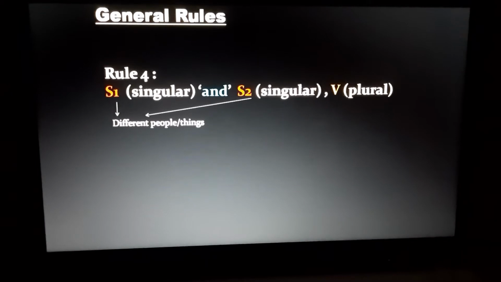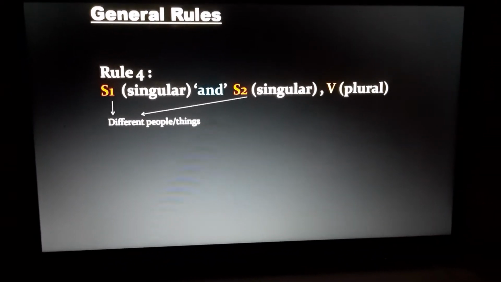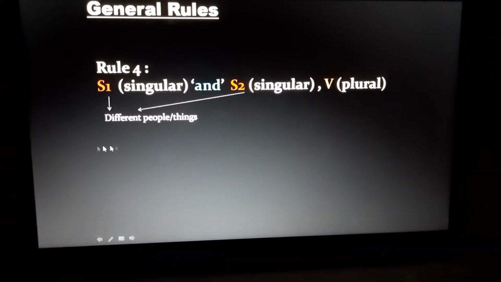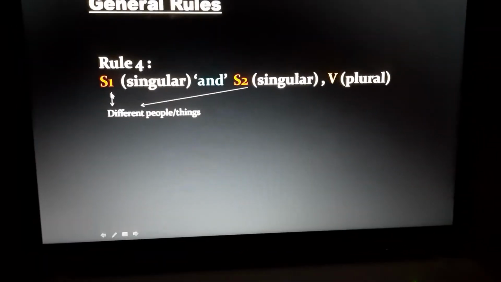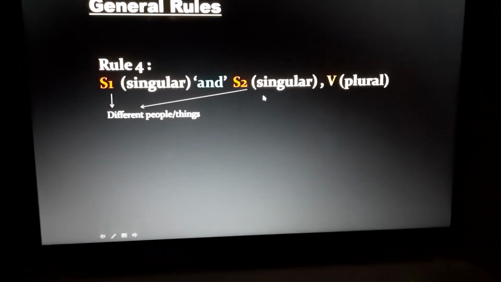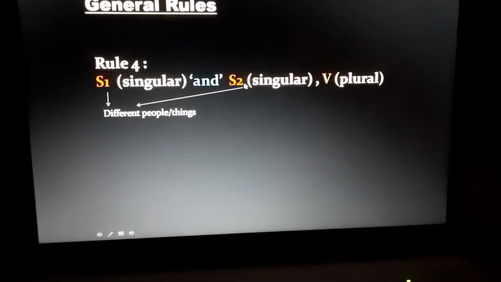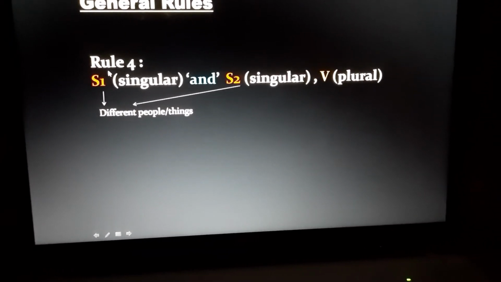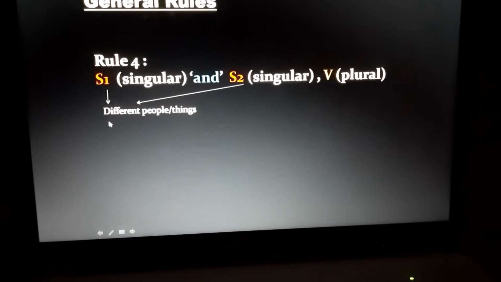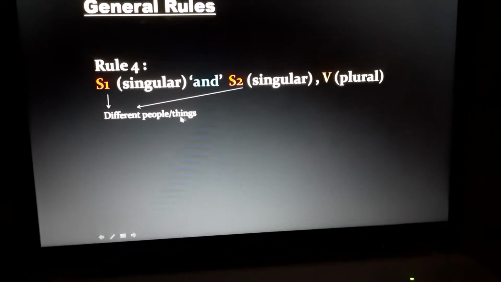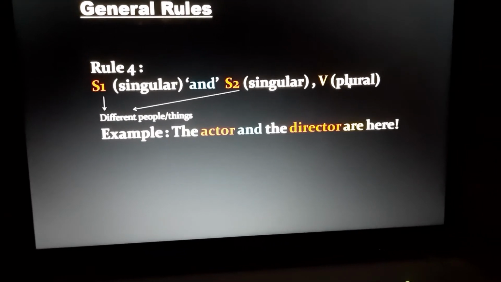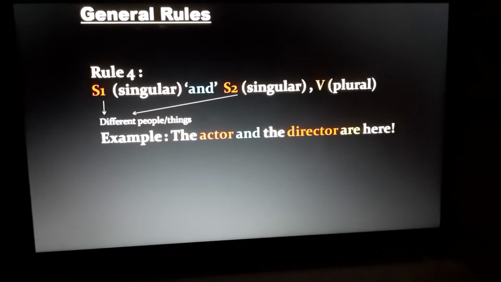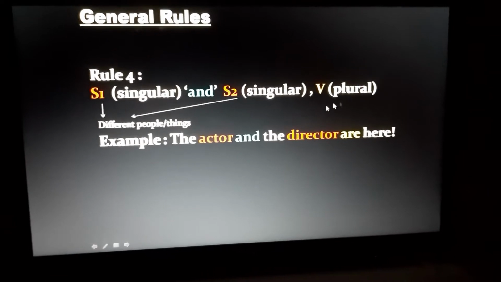We will move on to rule number 4. Here again, we have two subjects. Subject 1 is singular, subject 2 is also singular. Both are connected by and. But subject 1 and subject 2 refer to different people or different things. Then the verb is plural. Look at this example: the actor and the director are here.